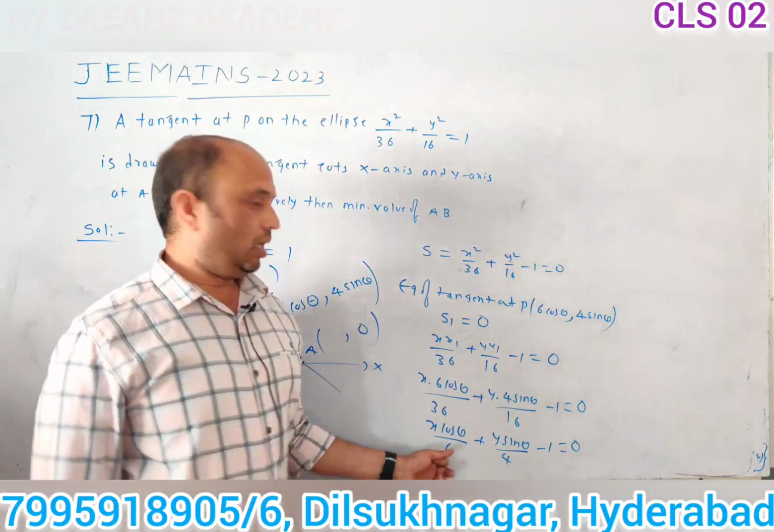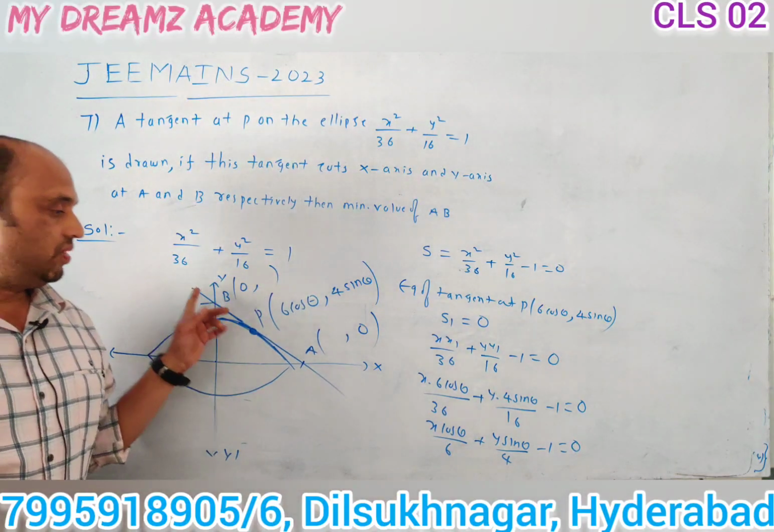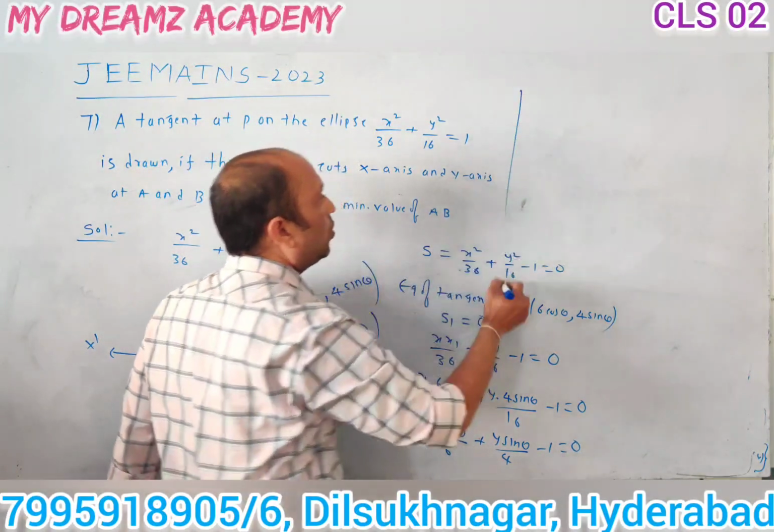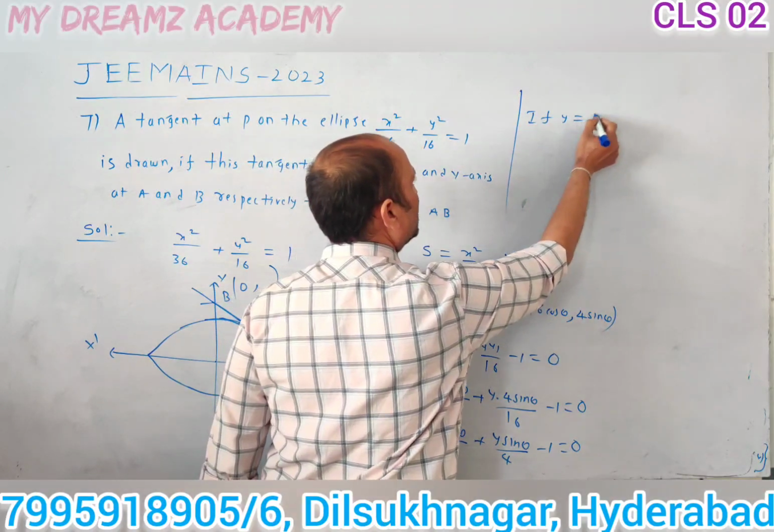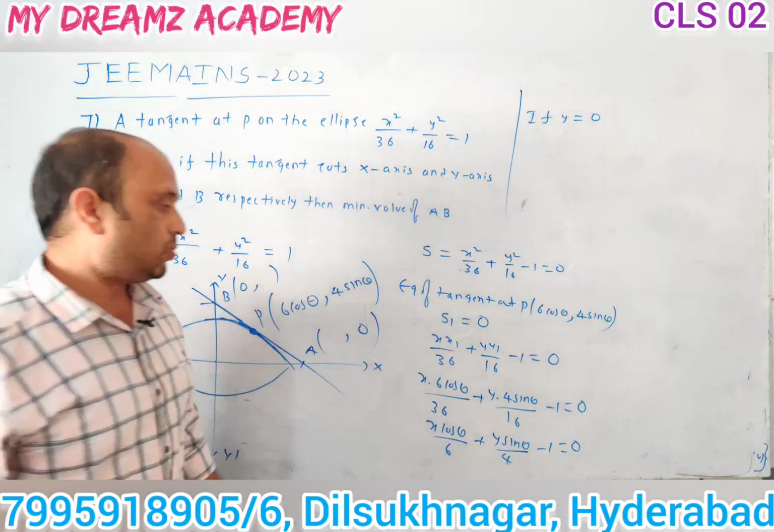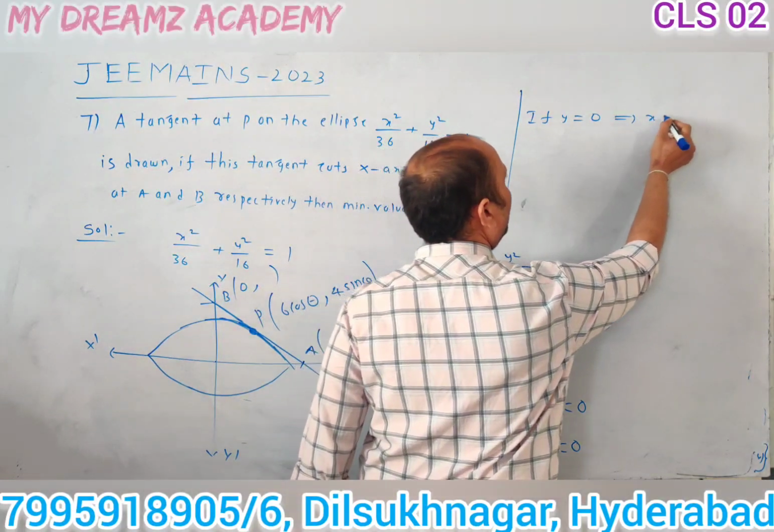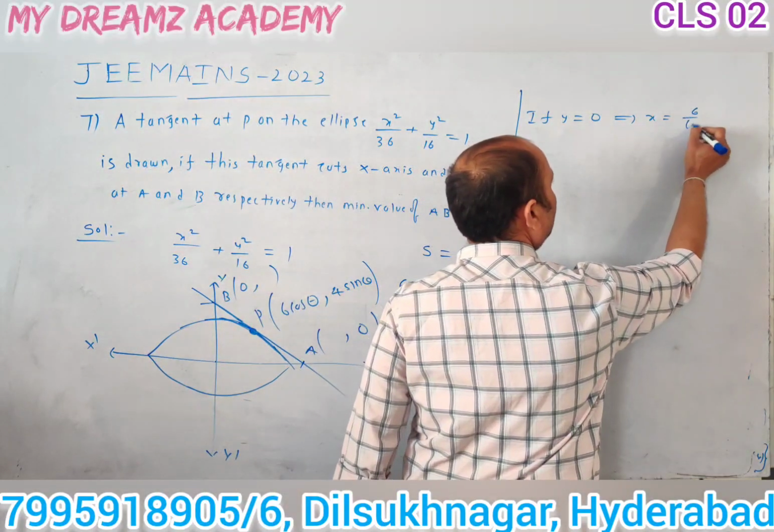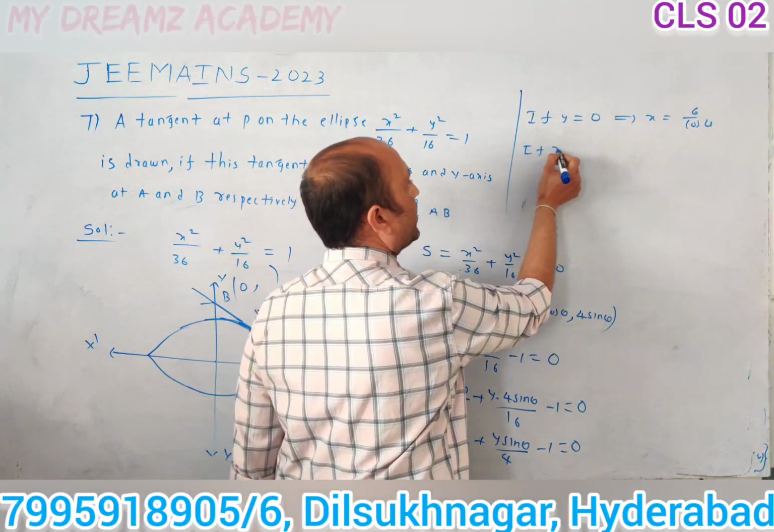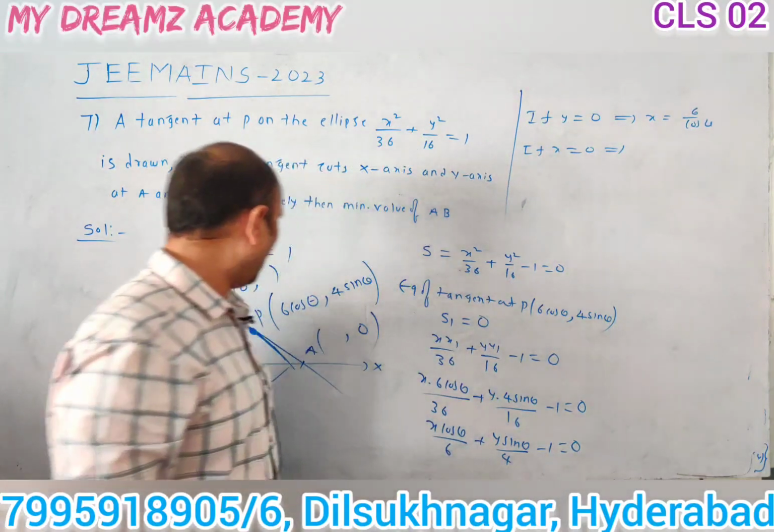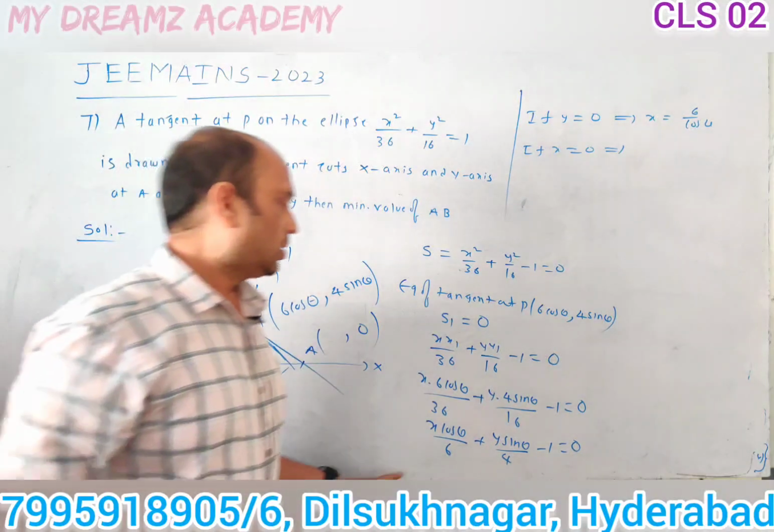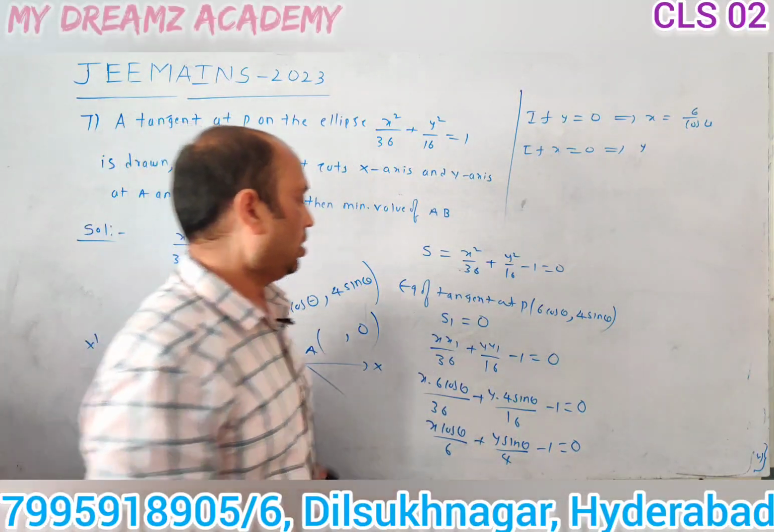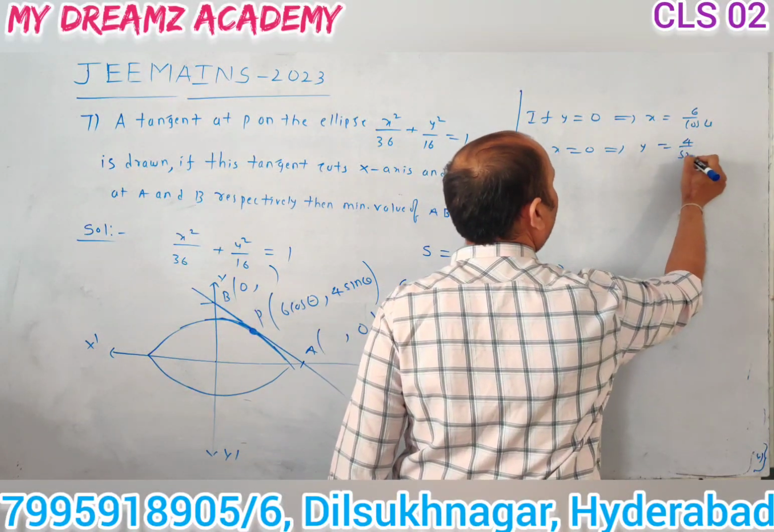So now, x cos theta by 6 plus y sin theta by 4 equals 1. Suppose this line intersects the x-axis, where y is 0. If y is 0, then x is equal to 6 by cos theta. If x is 0, then we get the point B: if x is 0, y is equal to 4 by sine theta.